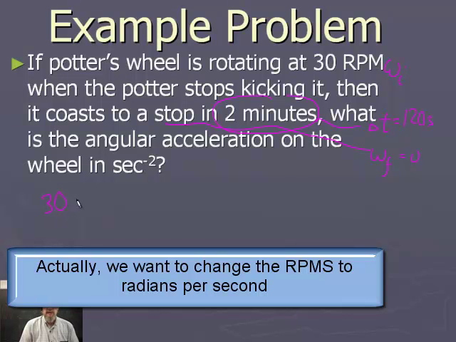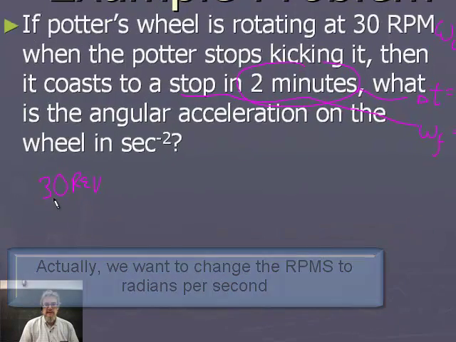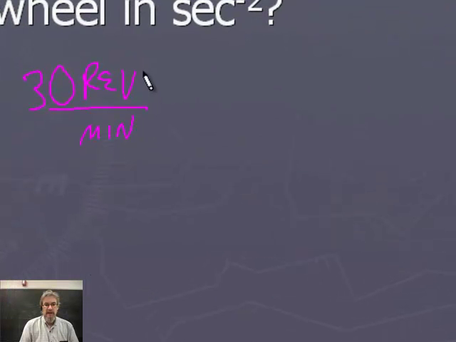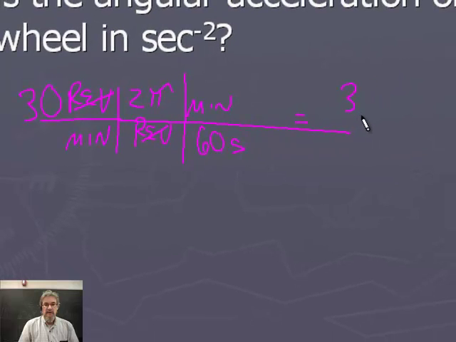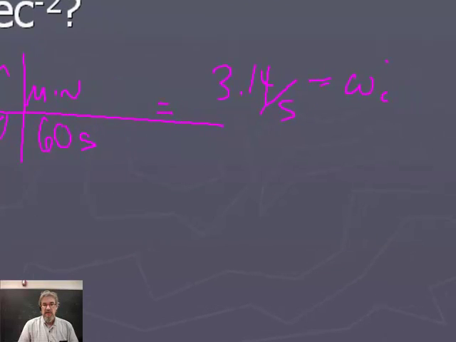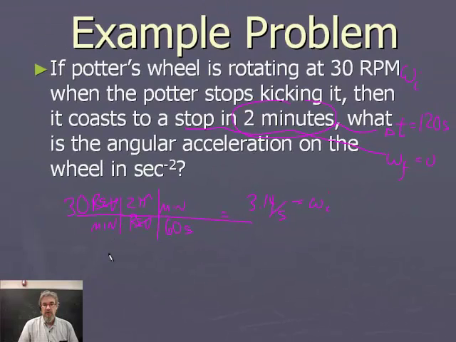So let's do that. 30 revs per minute is what RPMs really means. And we know that there are 2 pi radians per rev, so that will give us radians per minute. And we also know that a minute is 60 seconds. So when we do this calculation, we find out that its initial omega is 3.14 per second. That's omega initial.